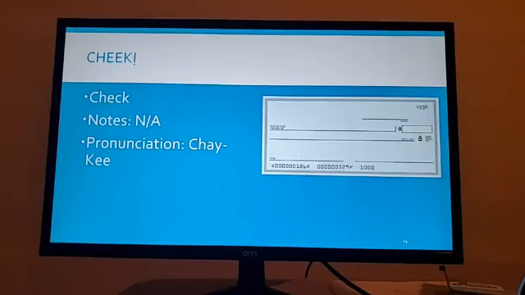Okay, you've already encountered this word, check. In Igbo it would be Chay-Kee. Remember in Igbo, the letters that look like English E's actually sound like an A. That's why you hear me saying it different than what you see on the screen. So it's Chay-Kee, check.